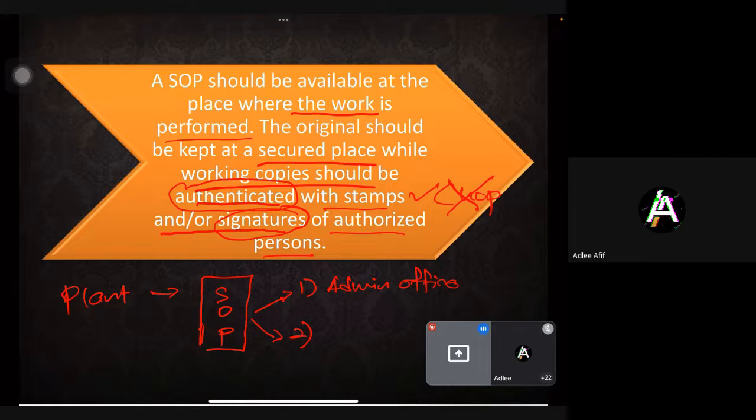Okay, so you need to make sure that one copy of the SOP, which is authenticated with the stamping and or with the signature, should be at the working place. So if it is at the plant, it should be here. All right, the original copy should be in the admin office. But for the working copies, meaning that the one that you are going to refer all the time, should be at the working place. So let's say if it is the production line, it should be at the production line. If it is at the workshop, it should be at the workshop.